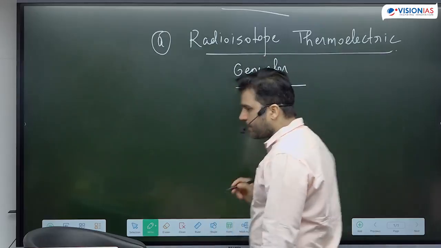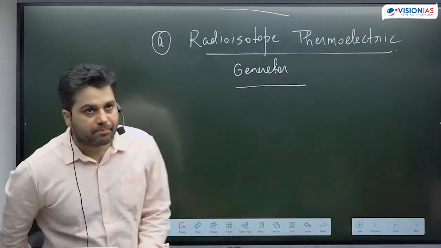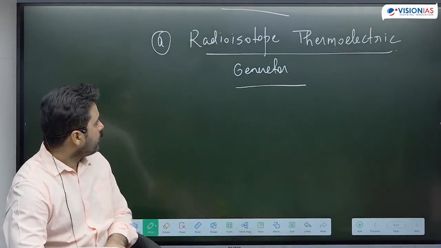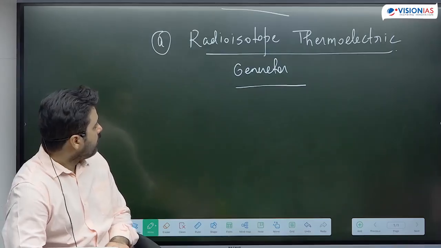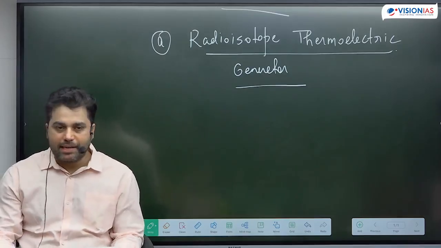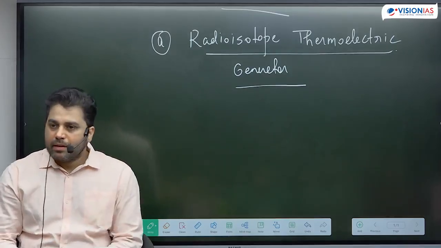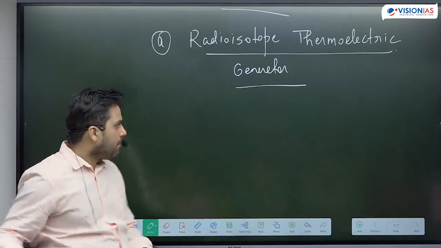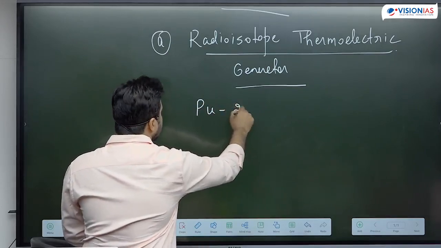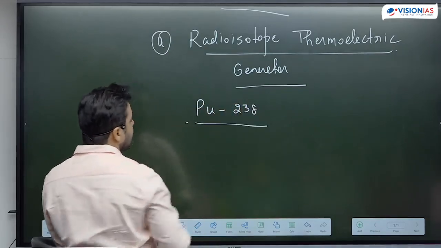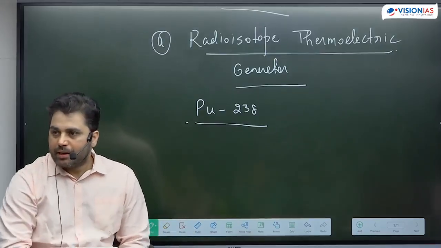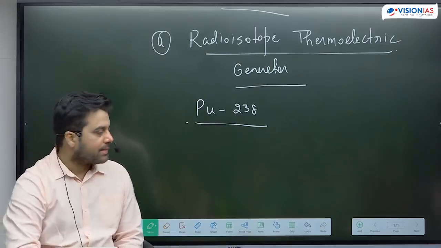Radioisotope thermoelectric generator. In such spacecraft, in a central chamber, we will keep plutonium, and one isotope of plutonium, which is plutonium-238, not 239. We talked about plutonium-239 in previous classes, in the nuclear program of India.